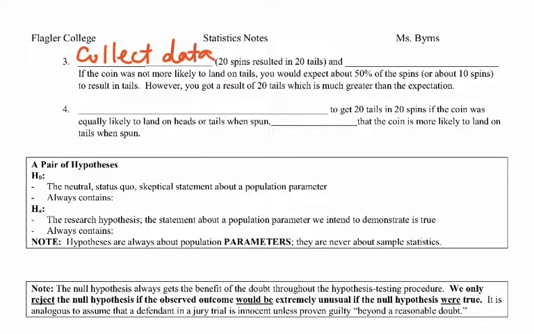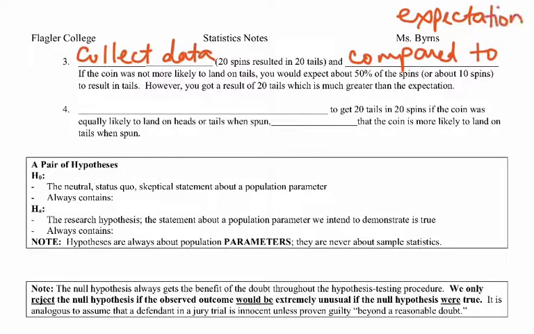And the data we collected was what it did on 20 spins and found that it resulted in 20 tails. And we compared that to our expectation. We kind of talked through it, but our expectation was that 10 of those would be tails and 10 of those would be heads, 50-50 chance of each. If the coin was not more likely to land on tails, that was our expectation, about 50% of the spins or about 10 spins to result in tails.